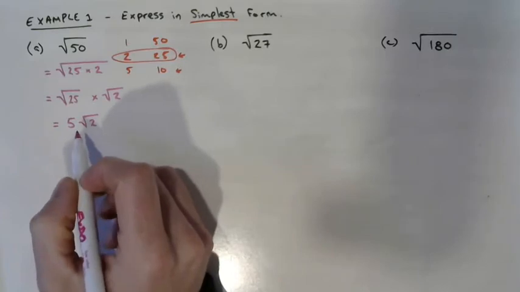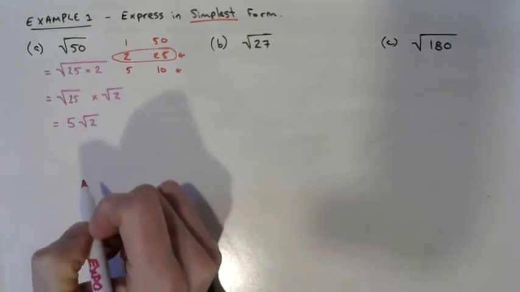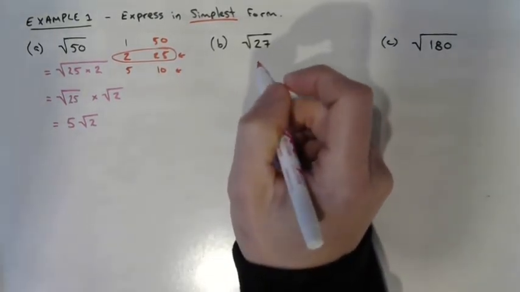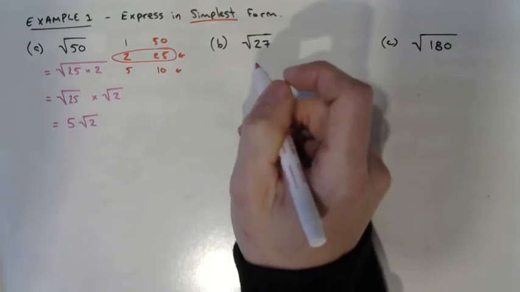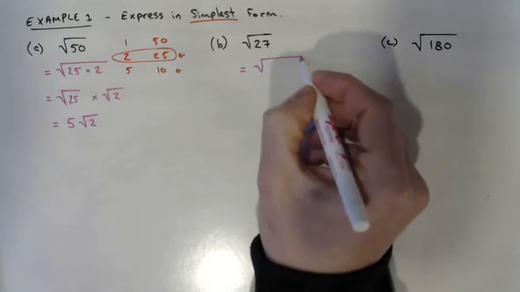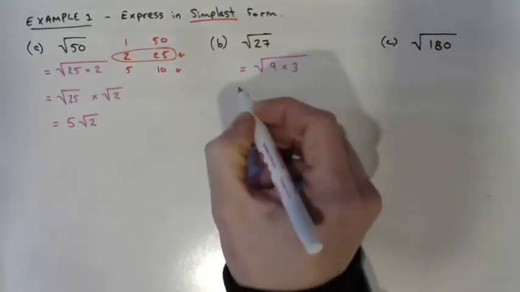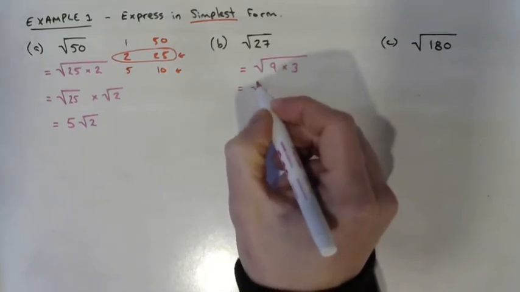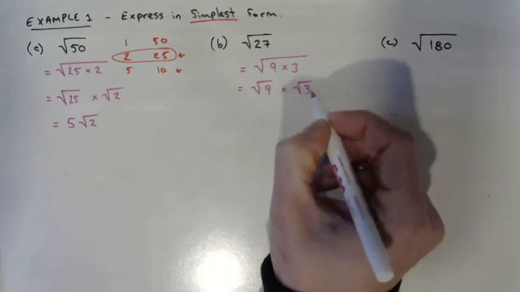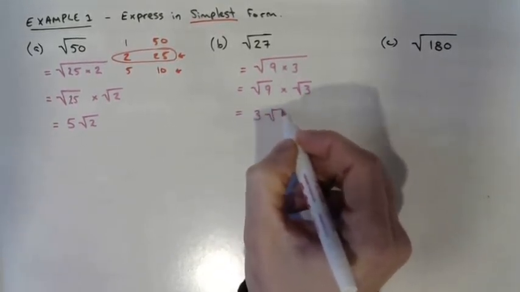This reduces to 5 radical 2, or 5 times the square root of 2. Let's go over here to 27. 27 is actually 9 times 3. Well, 9 is a square number, so that's really helpful. Under the radical sign, I've got 9 times 3. Again, I'm doing every step, but at some point, you can get good enough to skip these steps. That's radical 9 times radical 3. Well, radical 9 is 3, so now I have 3 radical 3.